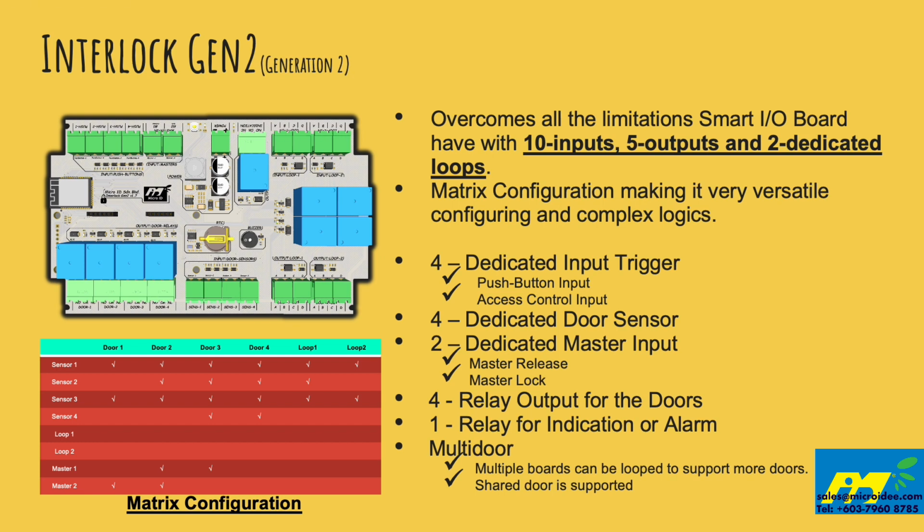The 10 inputs have been divided as 4 dedicated input triggers for push button inputs or access control inputs, 4 dedicated door sensors for the door sensor inputs, and 2 dedicated master inputs, which can be configured as either master release or master lock. And there are 4 relay outputs for the doors, and 1 relay for indication or alarm. The indication is for the light indication.